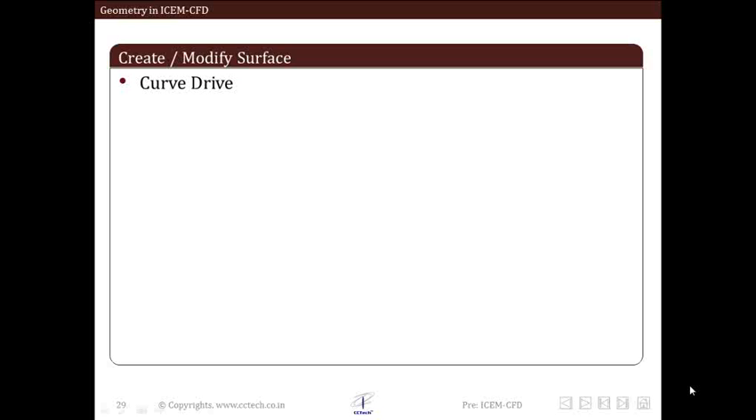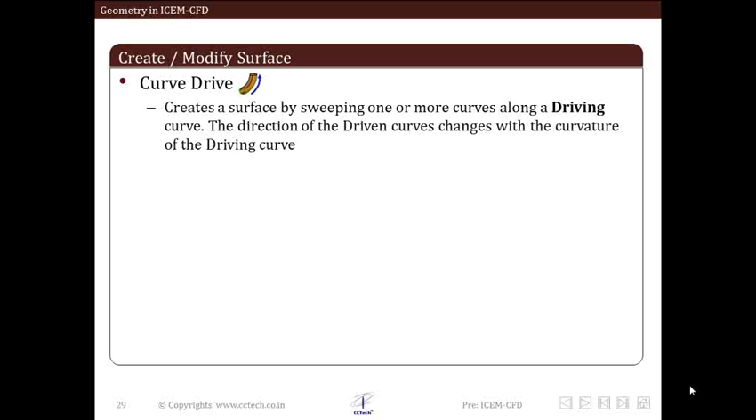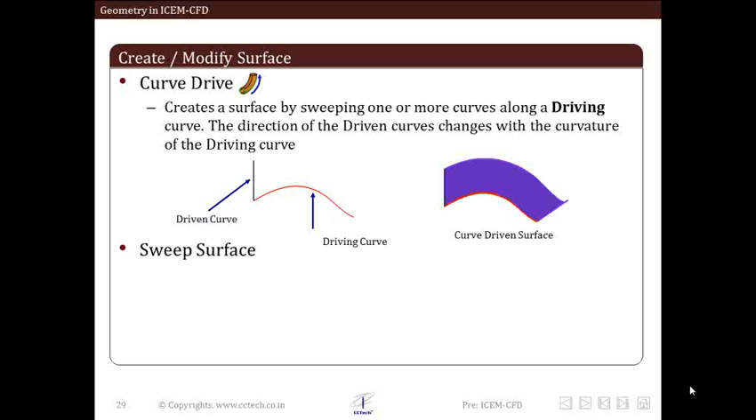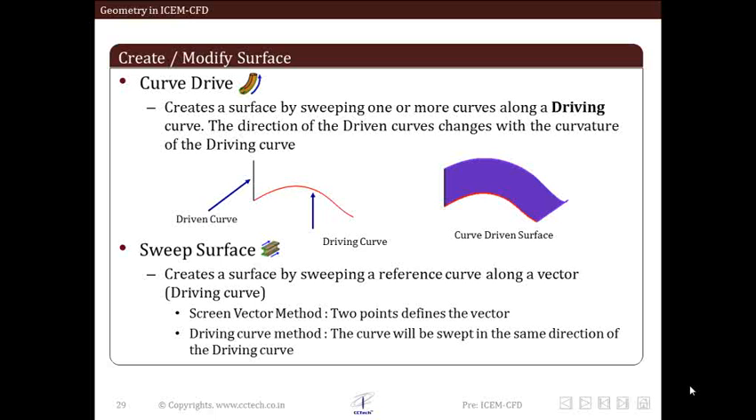Next is curve driven. This option allows us to create a surface by sweeping one or more curves along a guiding curve. The curve to be swept is called the driven curve and the curve which guides it is known as the guiding curve. The direction of the driven curve changes with the curvature of the driving curve. Next is sweep surface. This option allows us to sweep the existing surface edge along the guiding curve or the vector. The orientation of the surface edge remains constant along the driving curve.